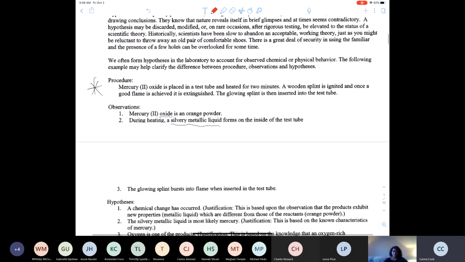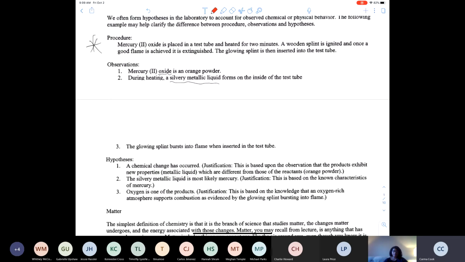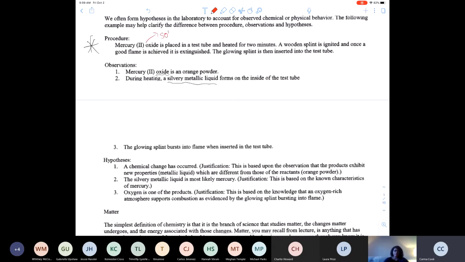And so an example of this: if you have some mercury(II) oxide in a test tube, which is a solid, and you heat it over a Bunsen burner flame for about 2 minutes. And then you take a wooden splint, which is just a piece of wood, and it's ignited. And once it starts burning really well, you get a good flame.